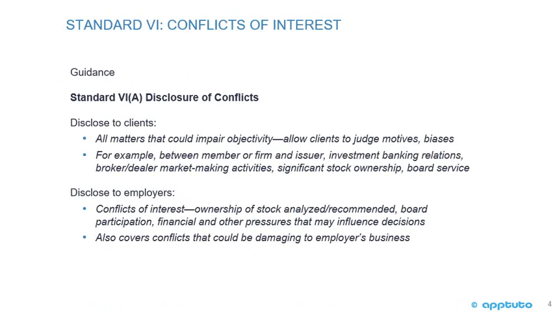Guidance for Standard 6A, disclosure of conflicts. Disclose to clients all matters that could impair objectivity. Allow clients to judge motives, biases. For example, between member or firm and issuer, investment banking relations, broker-dealer market-making activities, significant stock ownership, or board service.